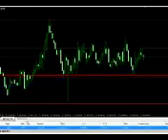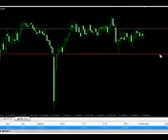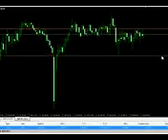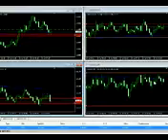Now let's take a look at the pound yen. Here we have the pound yen on the 15-minute chart. Also, we see some channel consolidation over here on the pound yen. There we go. So we'll keep an eye on this, on the other currency pairs.